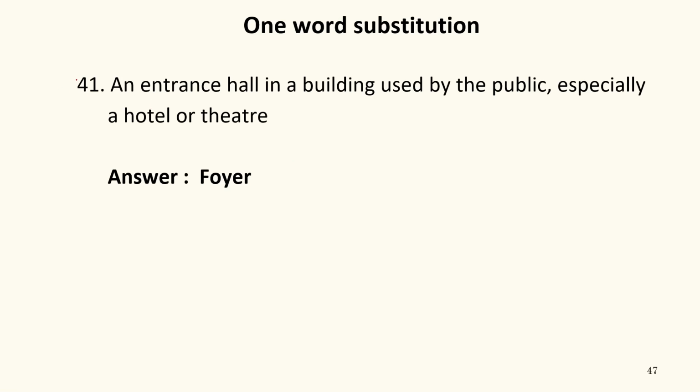So here we have the 41st one word substitution, that is an entrance hall in a building used by the public, especially a hotel or a theater. Now if we go to a cinema or theater, we enter the place by an entrance. So that entrance is known as foyer. The R is silent over here. It's foyer. So we enter the cinema theater by a foyer.